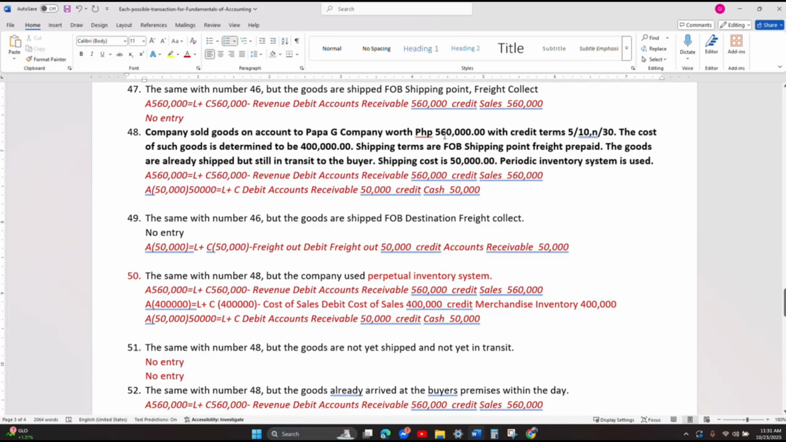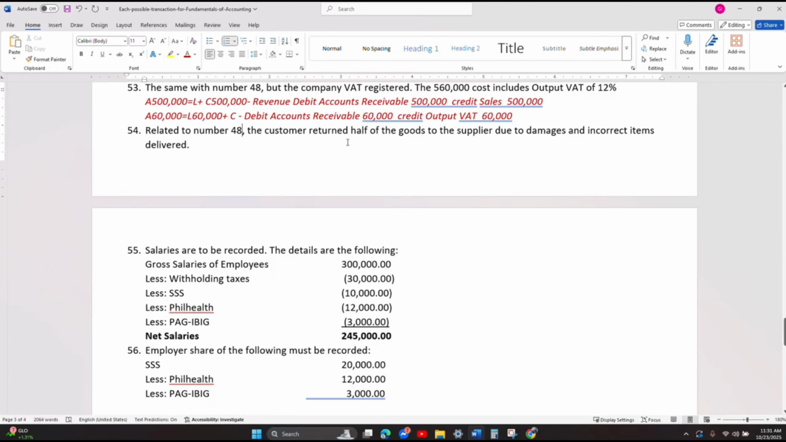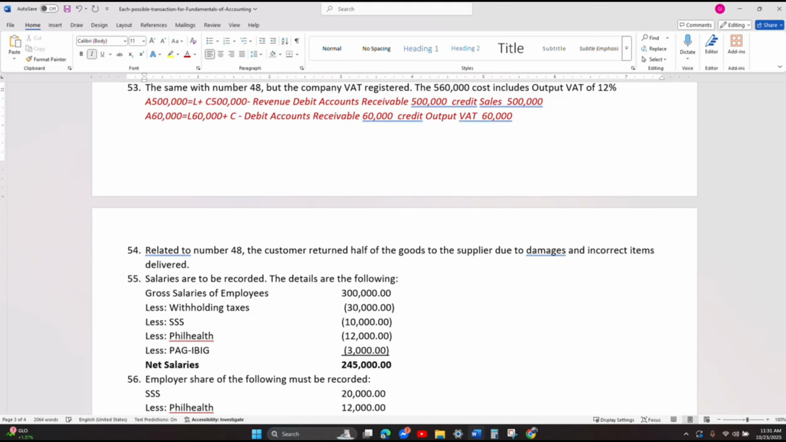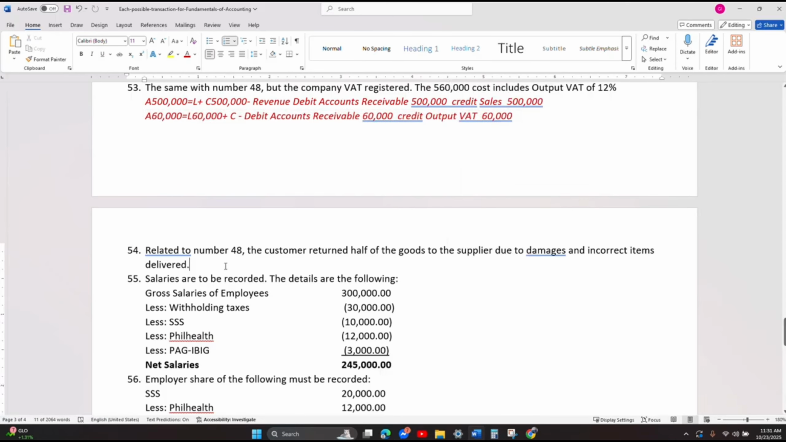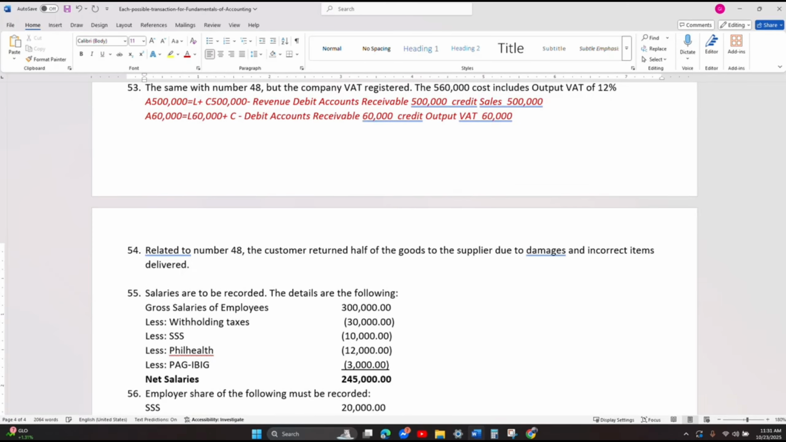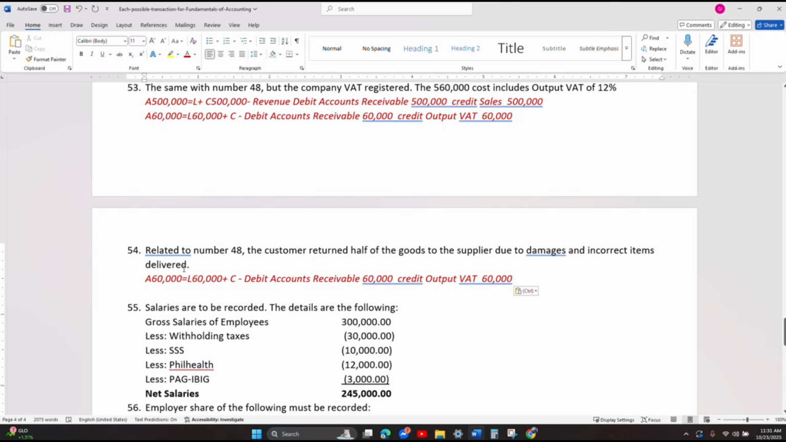So if that is the case, in here, where we are not yet VAT registered, the half of this is 280,000. So it's as if it's returned by the customer, 280,000, due to damages and incorrect items delivered. So what will be the entry? First, let's analyze. Let's copy this.